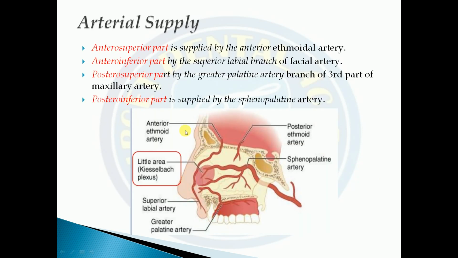So this is very important. This particular area is known as Little's area, or you can say Kesselbach plexus. It is the common site for bleeding of the nose, or epistaxis. Very important from your exam point of view, this Little's area.